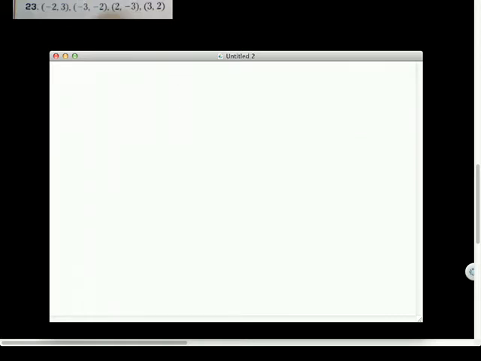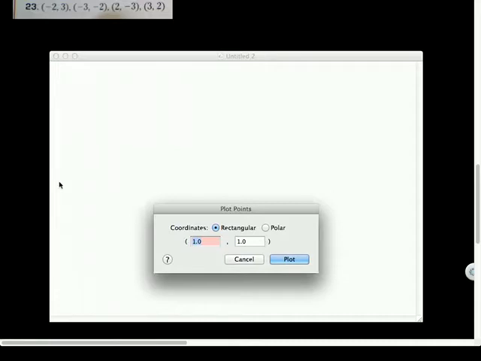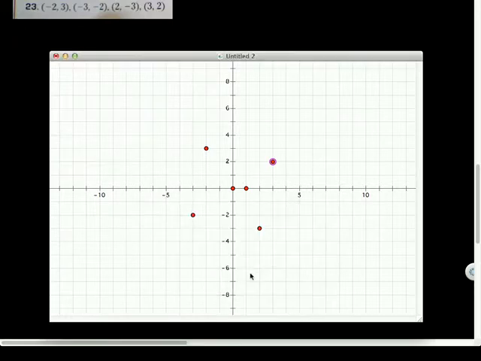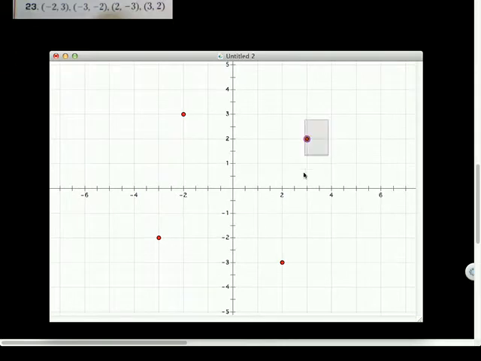Let's see, plot points. I'm going to plot these points, negative 2 and 3. Bam, there's one. Negative 3, negative 2. Then I'll have 2, negative 3, and I'll have 3, 2. So I'm just plotting those points real quick just to get a nice little shape. I'm going to hide these guys. Not that one. And I'm going to scale this up.